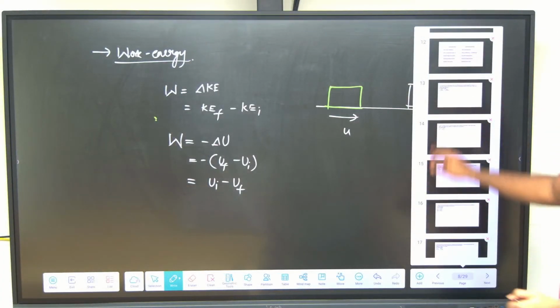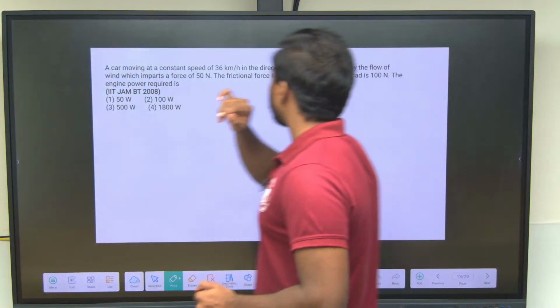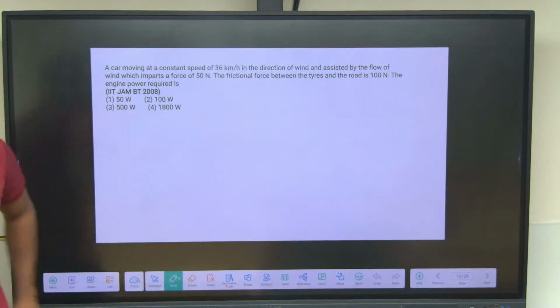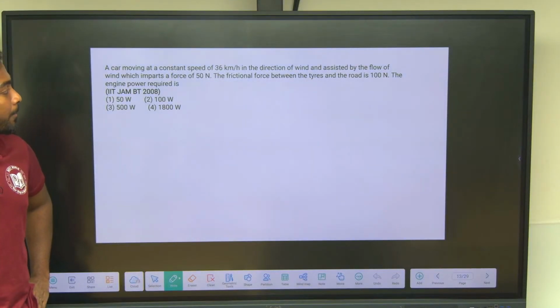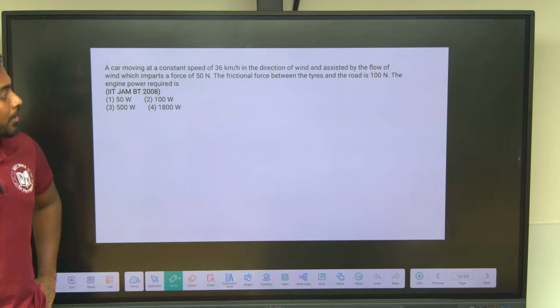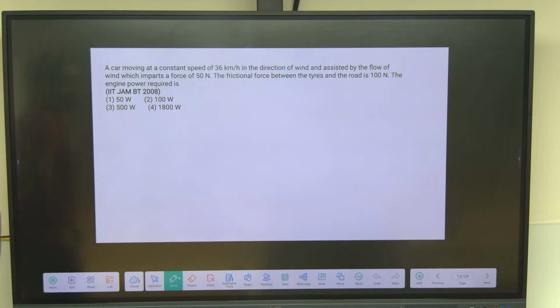Done? Okay. So, these are the previous year questions. A car moving at a constant speed of 36 km per hour in the direction of wind and assisted by the flow of wind, which imparts a force of 50 Newton. The frictional force between the tire and the road is 100 Newton. The engine power required is.